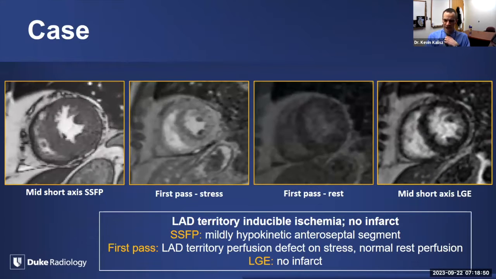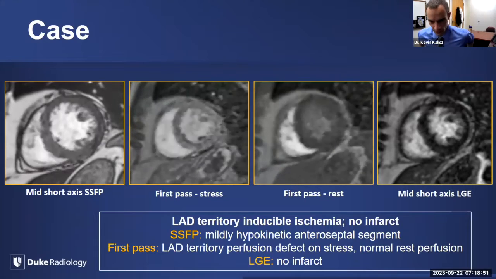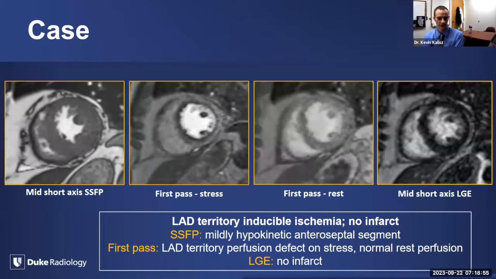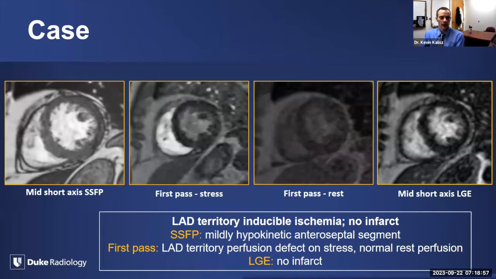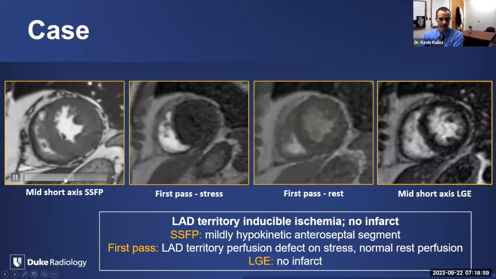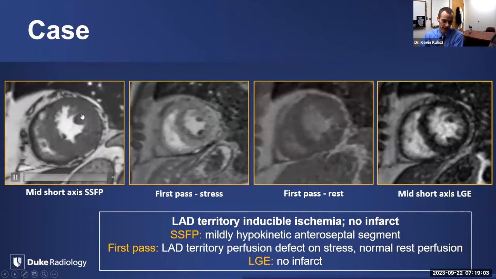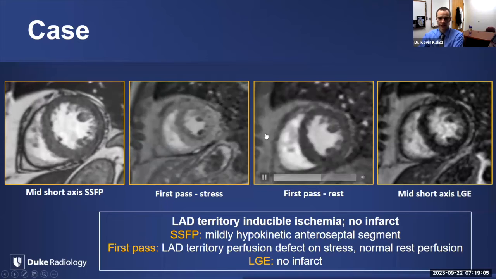So here's a case. I know this is pretty busy with three cines going at once. I'll let this play for a couple seconds, but I'll show a couple key still images. The takeaway in the functional assessment, I'm just showing this mid SSFP here, really just to show that the patient has normal function at this level.